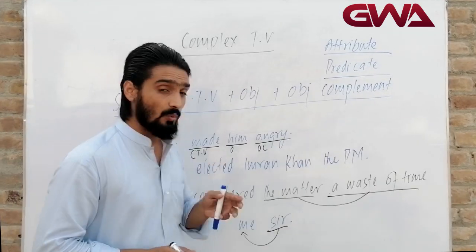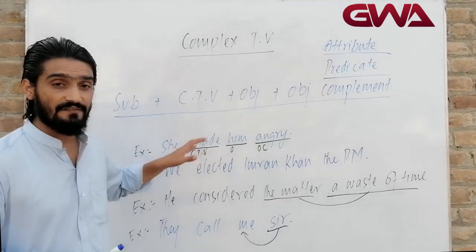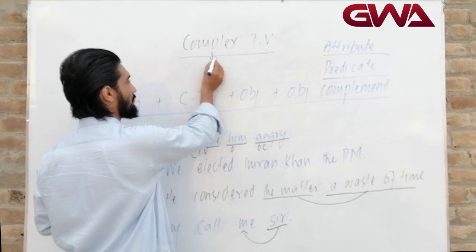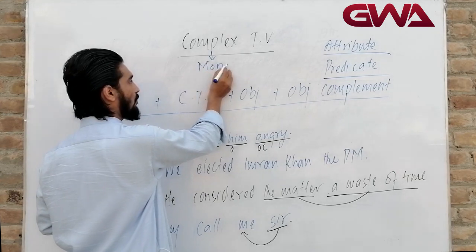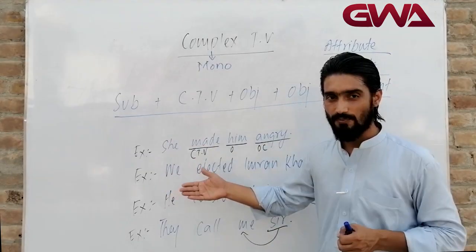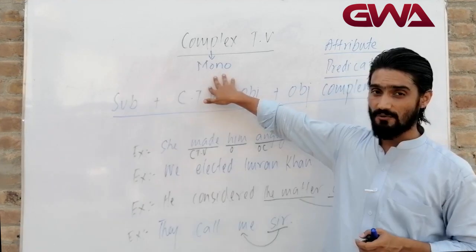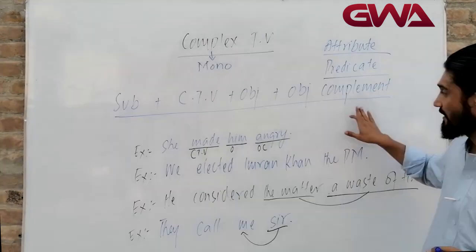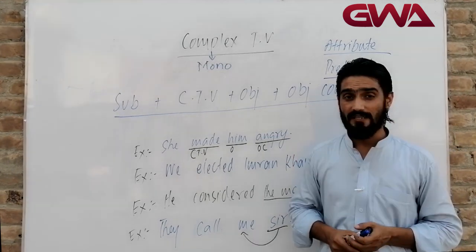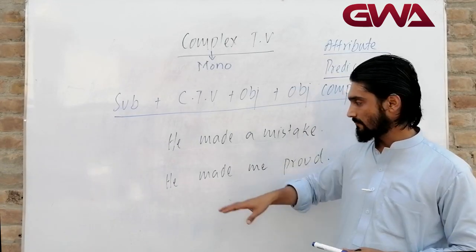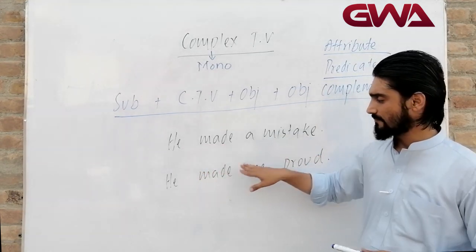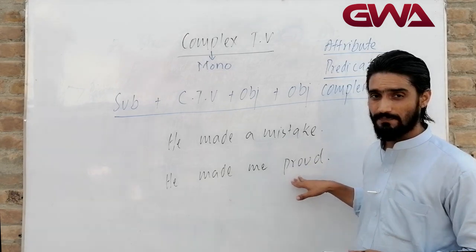Now, remember one thing about complex transitive verbs. A complex transitive verb can also be used as a mono-transitive verb. We can use these verbs as mono-transitive verbs as well by removing the object complement. Let's have examples. He made a mistake. He made me proud.